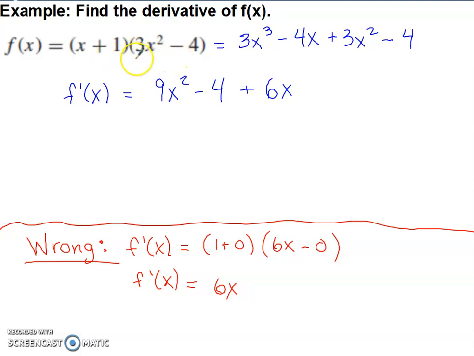Well, you're going to expand this. You're going to FOIL this out. So first times first will give me this. Outer times outer will give me minus 4x. Inner times inner will give me plus 3x squared. And then last times last will give me minus 4.